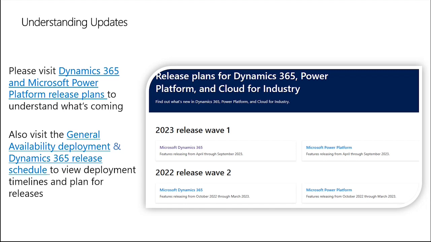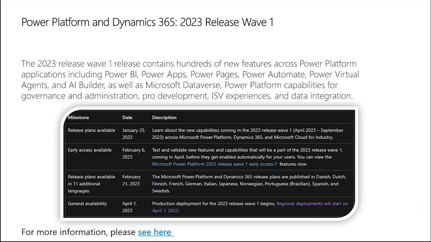Typically, the release waves come in April and October of each year. So we just had the 2023 Release Wave 1 for both Dynamics and Power Platform. Typically, this involves a number of dates.